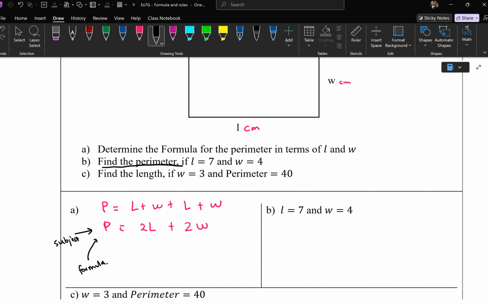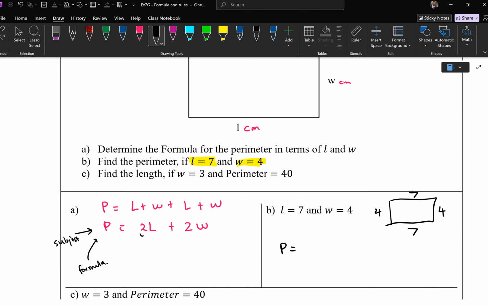Now to answer the next question. Find the perimeter if L is 7 and the width is 4. Now you can use the formula. You can do it intuitively. You can draw out the rectangle and say length is 7, width is 4. You can add them all together to work out the perimeter. Or you can use the formula here.